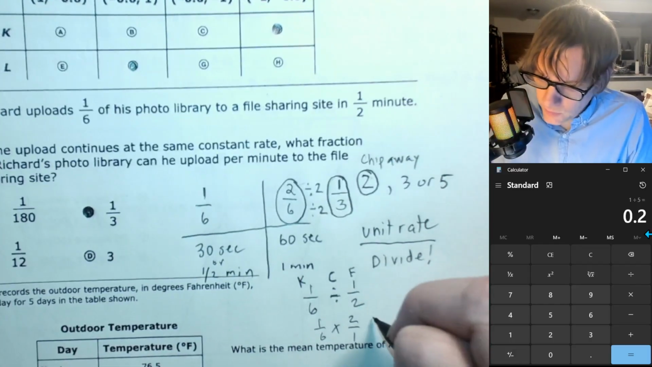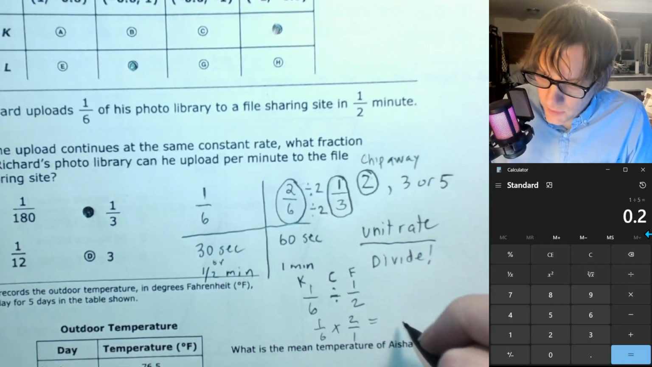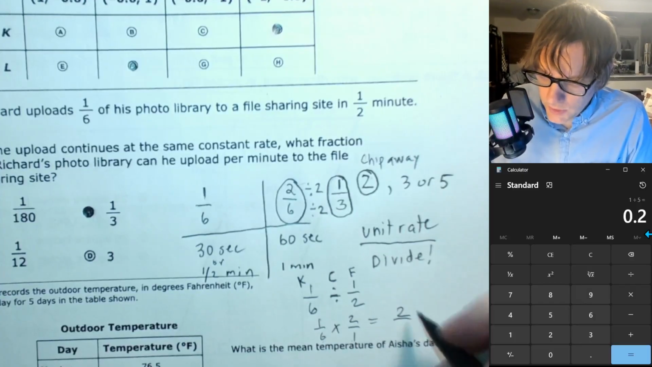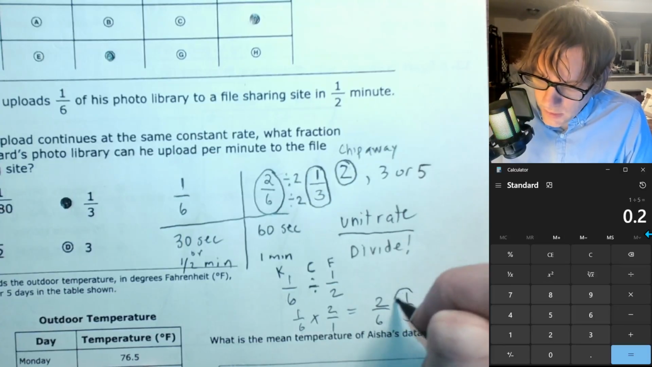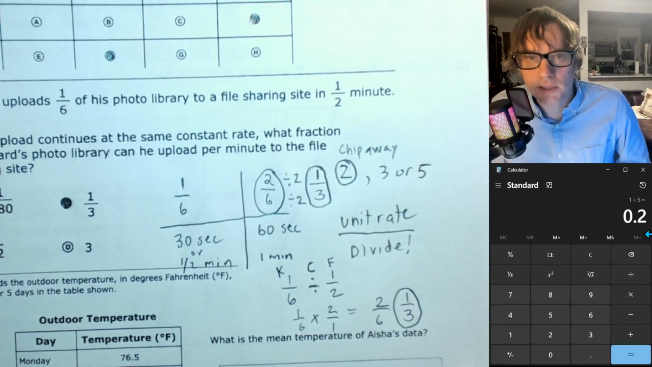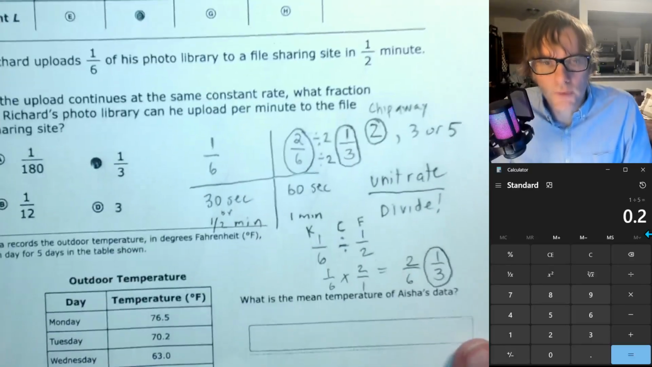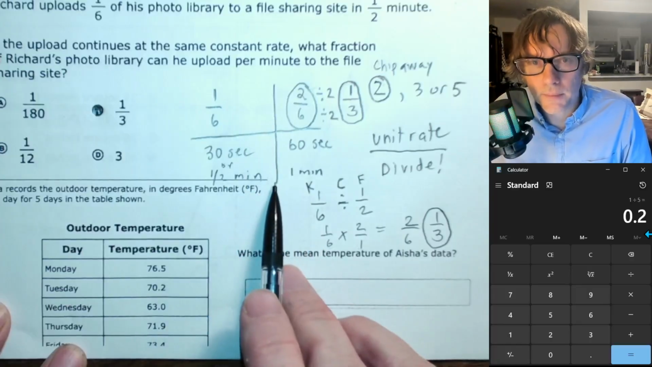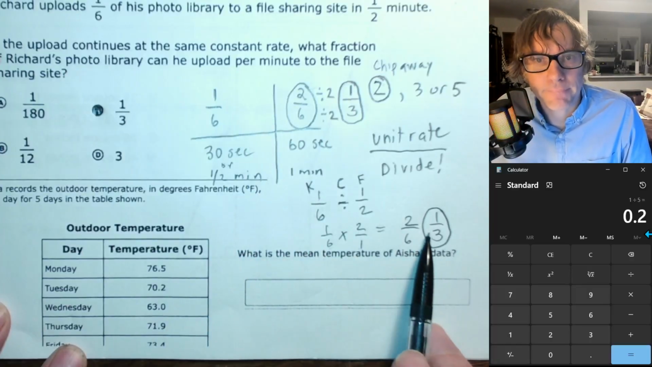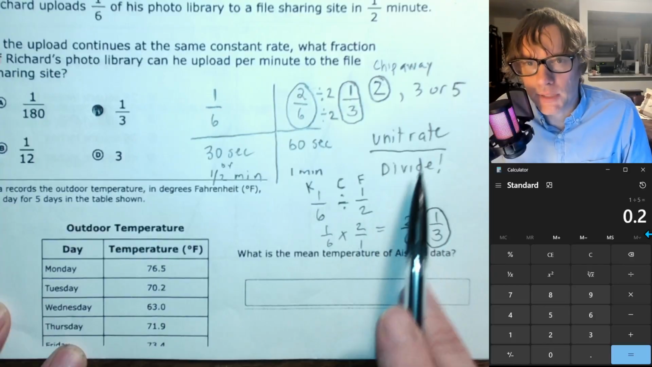All right, and once you multiply the tops, 1 times 2, you get 2. 6 times 1, you get 6. And then you reduce 1/3, and we have the same answer either way. All right, so 2 different ways to do it. This is more of a proportional way of thinking, and then this is unit rate means divide method.